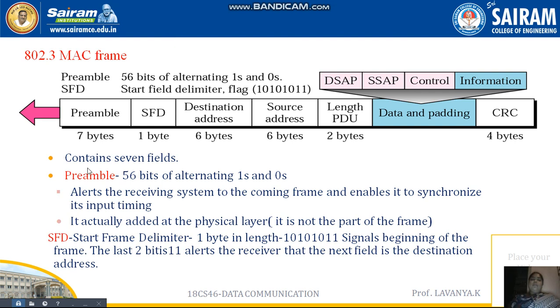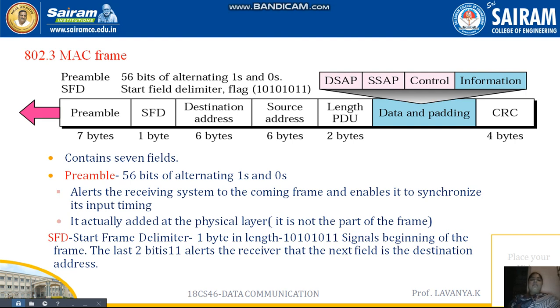Then what is the preamble? The preamble initially contains 7 bytes of information. Each byte is considered as one unit of information, and like that it can have 7 bytes. The preamble has the capacity to store 7 bytes of information at a time.